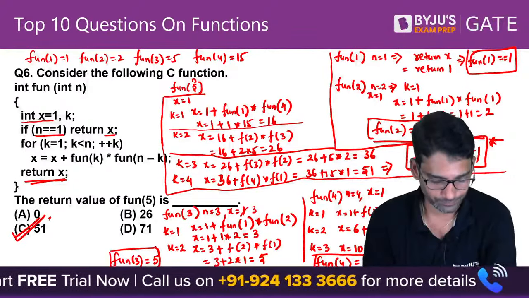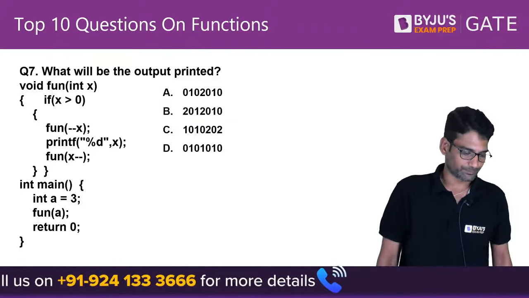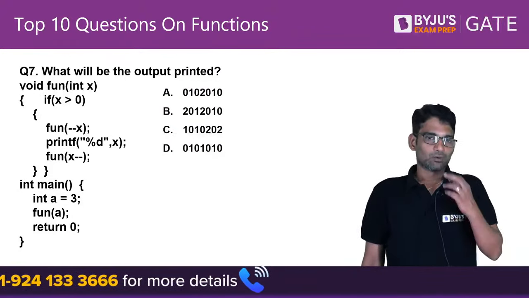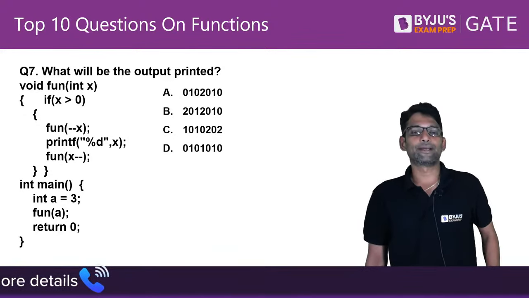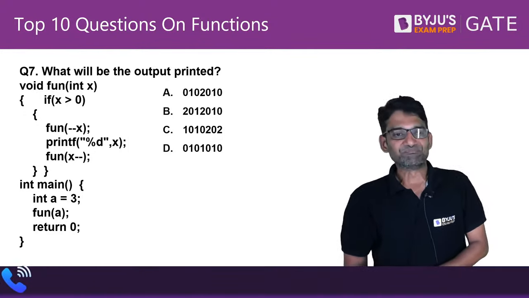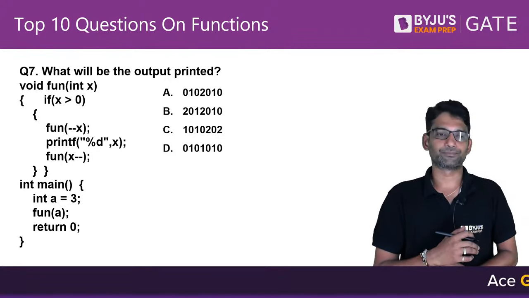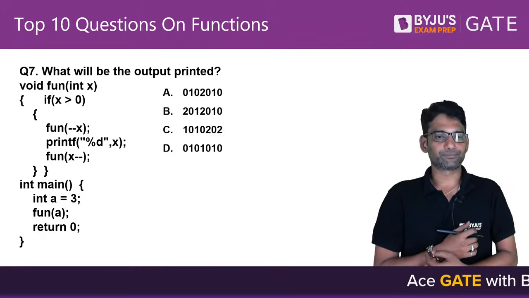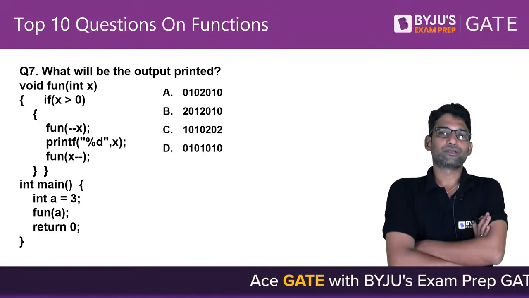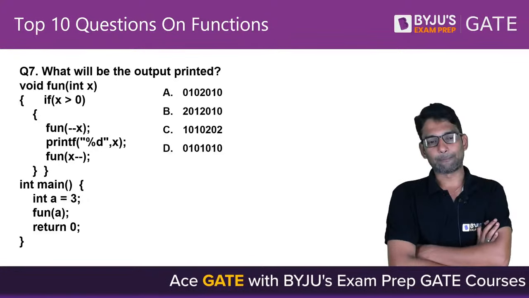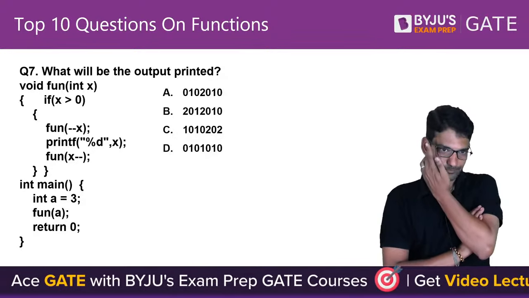Now, next question. What will be the output printed? Void fun of int x, we have some code in fun. Int main, int a equal to 3, fun of a. It is also a good question, guys.